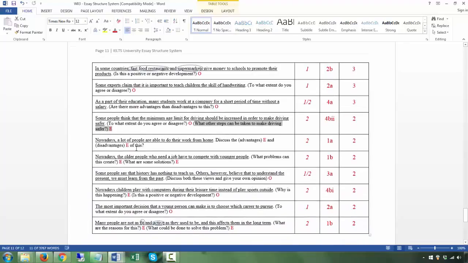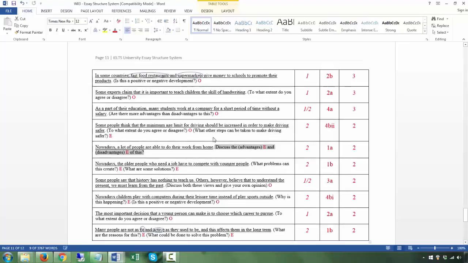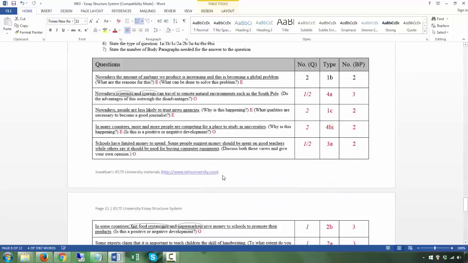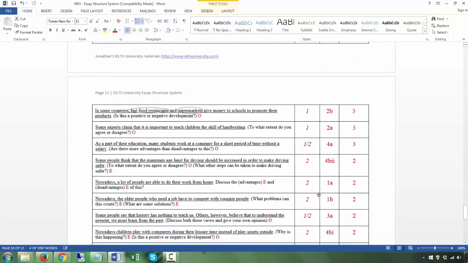Nowadays, a lot of people are able to do their work from home. That's the T. Discuss the advantages and disadvantages of this. So these are 2 questions, advantages and disadvantages. Don't get mixed up again, as I mentioned many times. This is the advantages and disadvantages opinion version. This is the advantages and disadvantages expository version. So you just have to discuss. So which kind of essay question is this? The 1A. Okay, no opinion needed. And there are of course 2 body paragraphs, 1 addressing the advantages, 1 addressing the disadvantages.